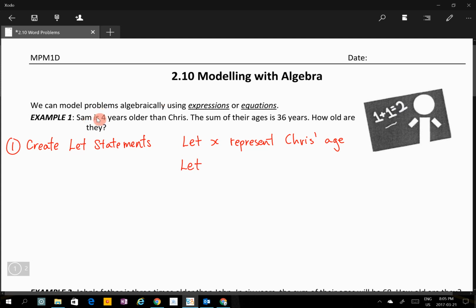Now, if we know Sam is 4 years older than Chris, and I know Chris's age is represented by x, then Sam's age is going to be x plus 4. So let x plus 4 represent Sam's age. Okay, by doing this, we don't need to make a second letter for Sam. We just use Chris's letter x already for Sam's as well. Just make that expression x plus 4. Okay, so those are our let statements. Step number 2, create an equation.